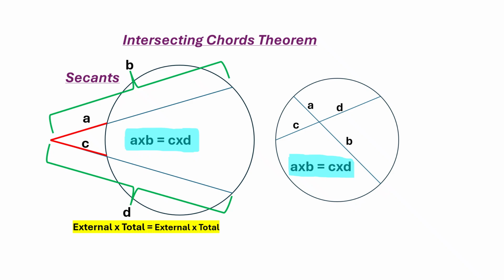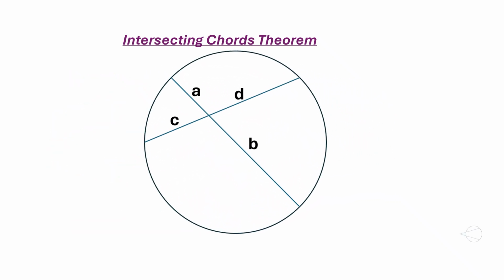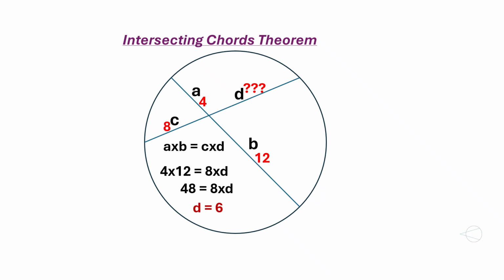Example 1. What if we got some values for A, B, and C? A is 4, B is 12, C is 8. What's D? We will use the chords theorem. So A times B is equal to C times D. A is 4, B is 12, C is 8, and we don't know D. So 4 times 12 is equal to 8 times D. 4 times 12 is 48, is equal to 8D. 8 times what is 48? It's 6. That means D equals 6.